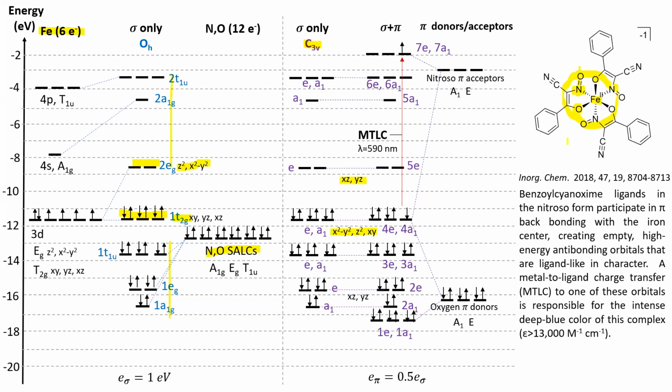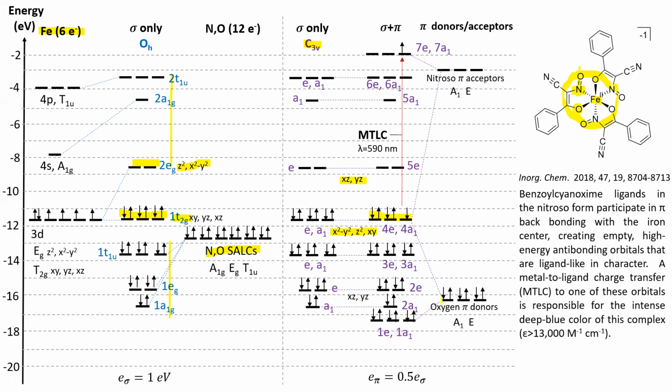So now we can mix our pi acceptors from the nitroso groups and our oxygen pi donors with the sigma-only C3v diagram. And it can be argued that the pi donors and pi acceptors, which are trans to each other, will have a canceling energy effect on the E and A symmetry non-bonding orbitals with which they mix. So the non-bonding orbitals will be raised by 1 e sigma by the donor interactions, but lowered by 1 e sigma by the acceptor interactions. So overall, we have more or less negligible change in the d-splitting part of this diagram.